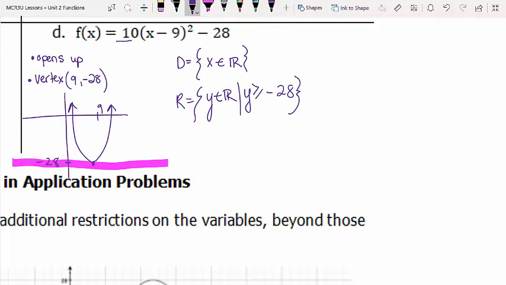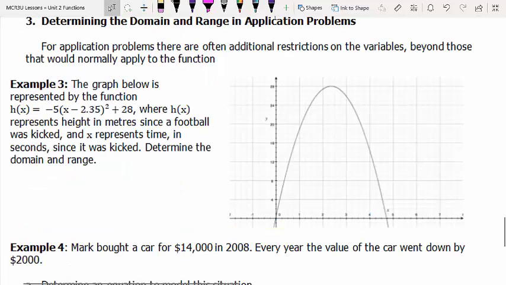Okay, so we have learned how to come up with the domain and range from a graph and an equation. Now the last thing is determining the domain and range from an application problem. The only thing that's different is sometimes in an application problem there are certain restrictions present because of the scenario in the problem. Okay, let's look at example 3.